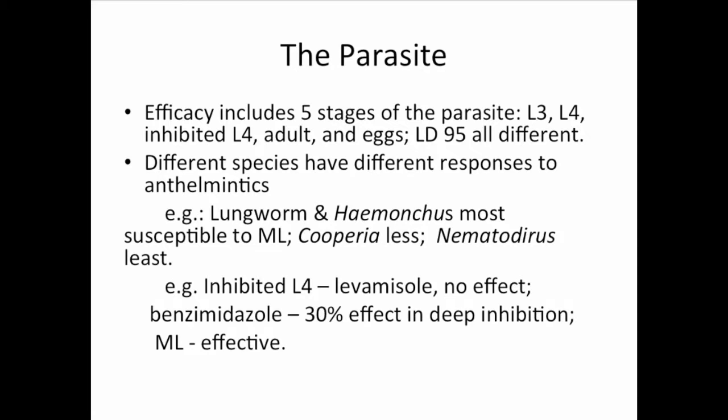So when we talk about efficacy, what are we talking about? On what stage? And how much percentage are we getting on this stage versus that stage when we dose an animal? Different species have different responses to antibiotics. The lungworms and the Haemonchus are very, very susceptible to macrocyclic lactones. Cooperia, pretty hard to get really full efficacy. 80% efficacy against Cooperia is really about what you could expect. The Nematodirus, you don't hardly touch them with a macrocyclic lactone.